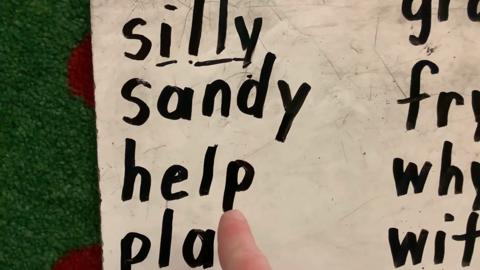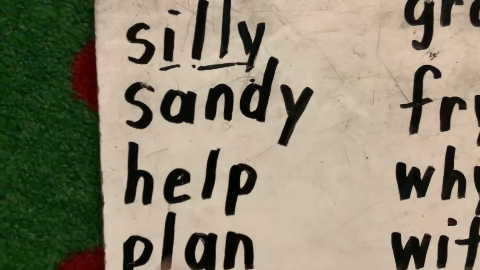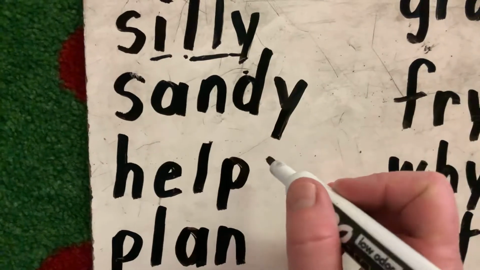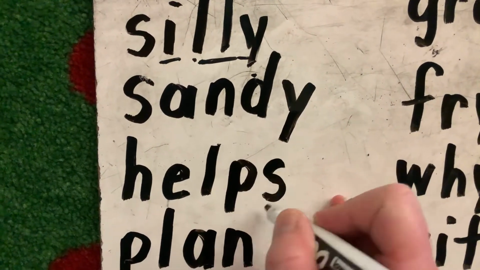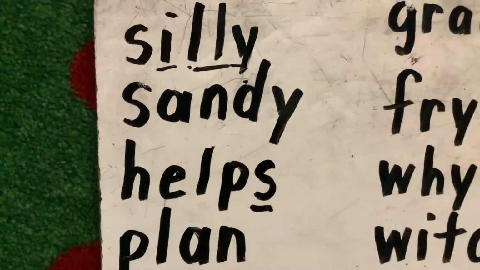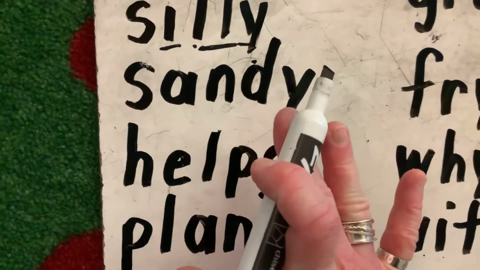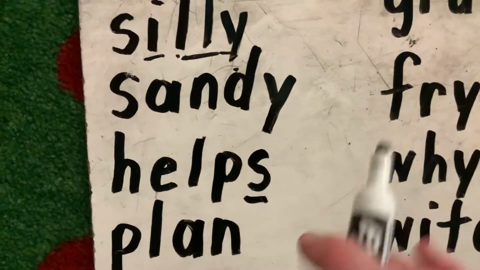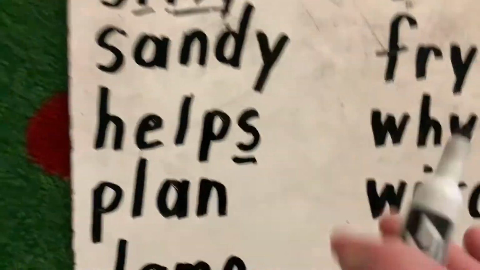Our next one, our base word, help. There's our ending blend, ulp, help. But let's add our suffix, helps. Remember, I hear that it's a suffix onto our base word of help. Helps. She helps me. That means she's doing it right now.